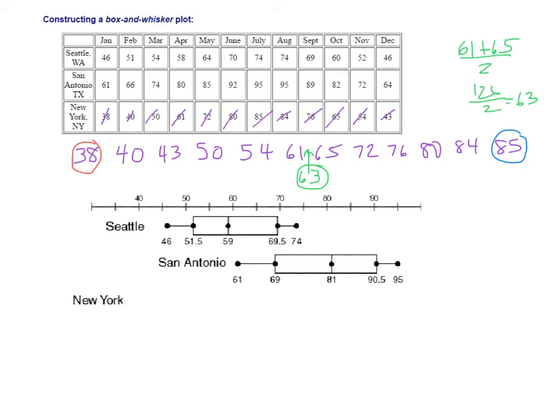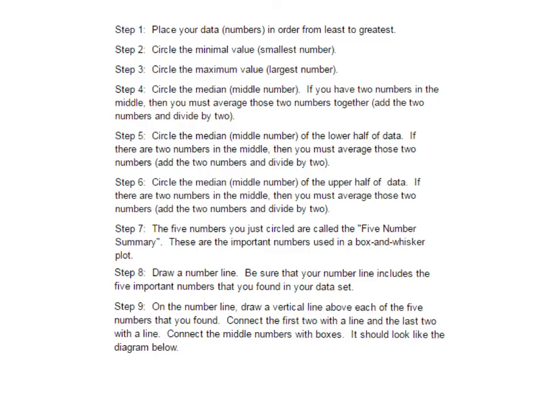Now we are going to take a look at this list of steps on the previous screen again. Okay, notice that our next step is we are going to circle the median, or the middle number, of the lower half of the data. And again, if there's two middle numbers, we're going to average them. And then we're going to circle the median of the upper half of the data. All right, once we're done with that, the 5 numbers that we have circled are called the 5-number summary, and those are important for making our box and whisker plot.